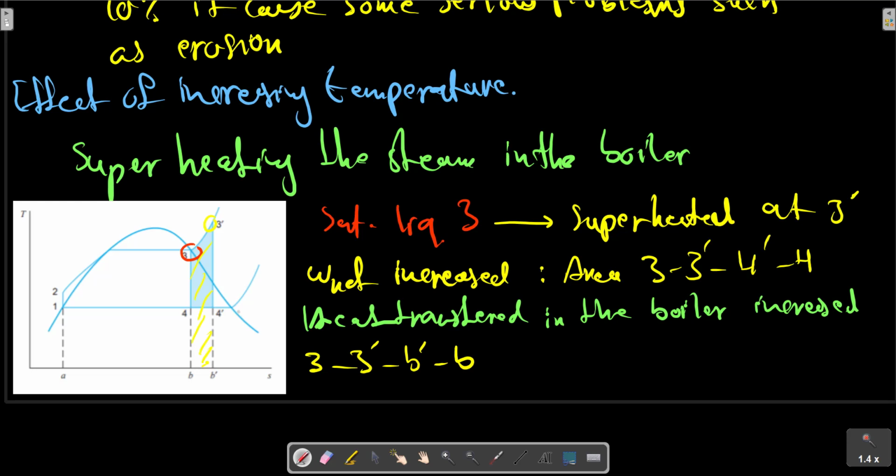Since the ratio of these two areas is greater than the ratio of net work to heat supplied for the rest of the cycle, it is evident that, at a given pressure, superheating the steam increases the Rankine cycle efficiency.